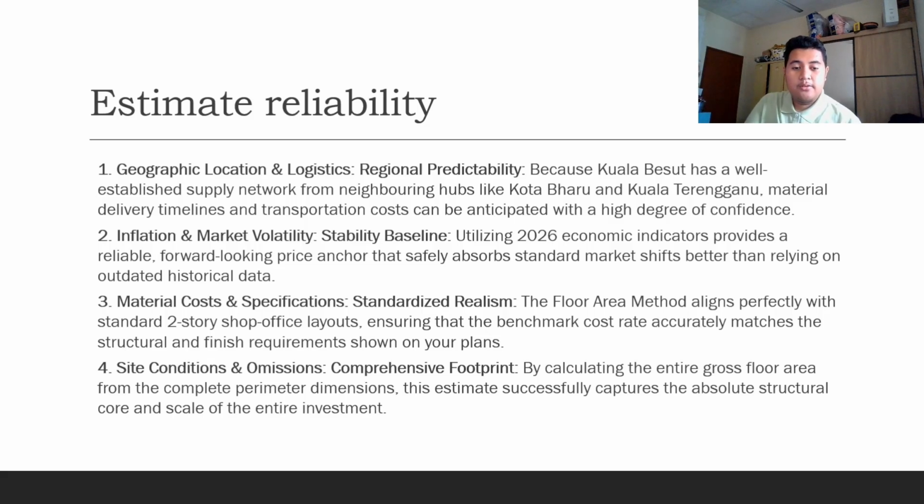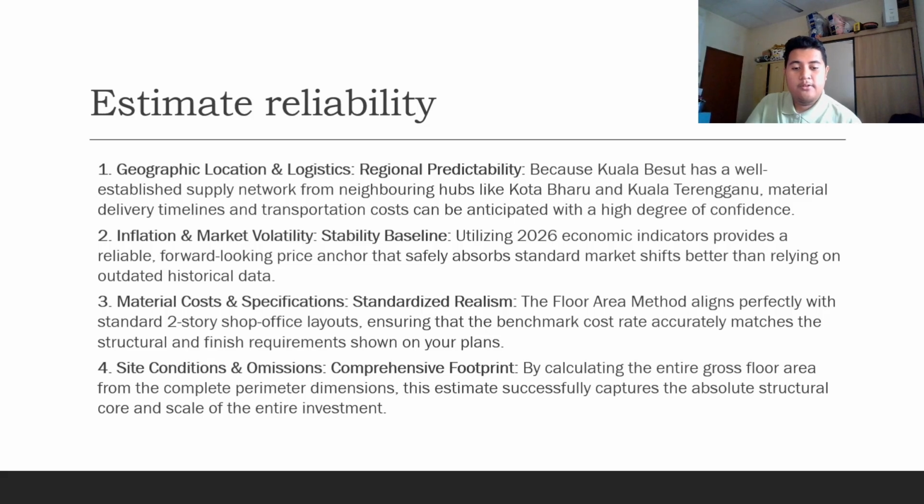Second, when considering inflation and market volatility, our calculation uses a solid stability baseline. Utilizing 2026 economic indicators provides a reliable, forward-looking price anchor that safely absorbs the standard market shifts much better than relying on outdated historical data. Third, looking at material cost and specification, this estimate reflects standardized realism. The floor area method aligns perfectly with a standard two-story shop office layout, ensuring that our benchmark cost rate accurately matches the structural and finish requirements shown on the plans.